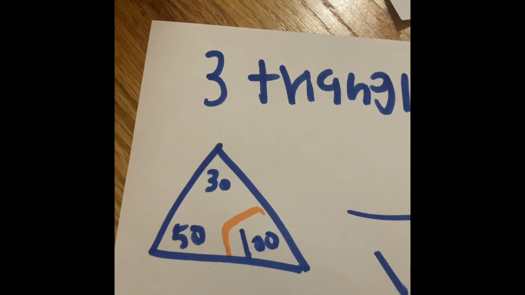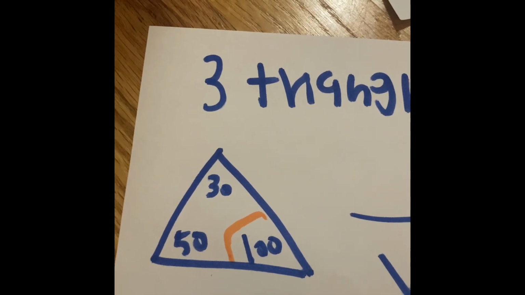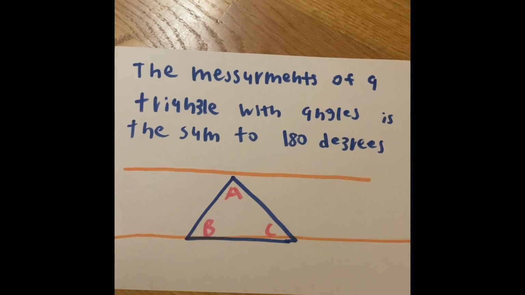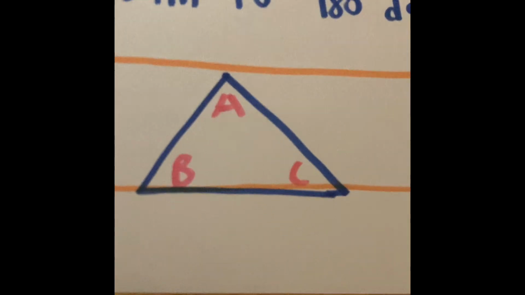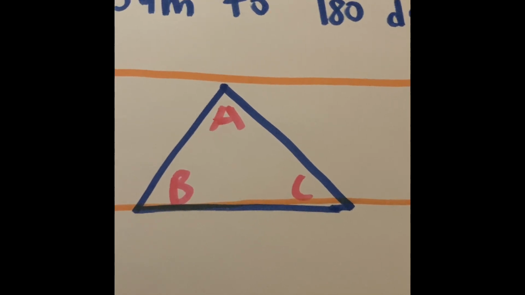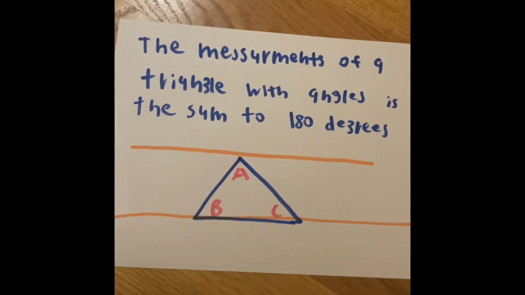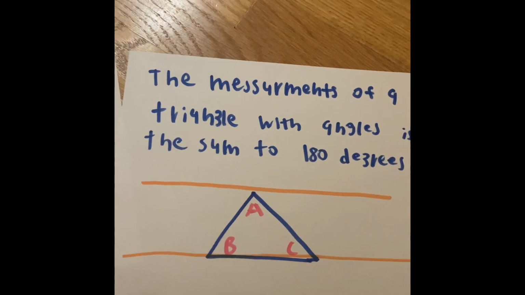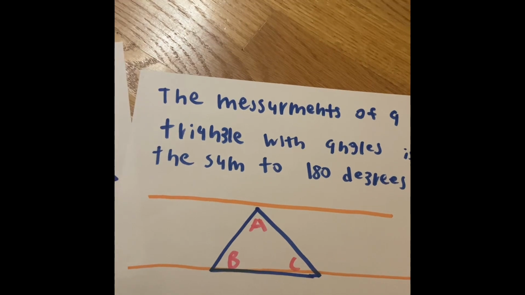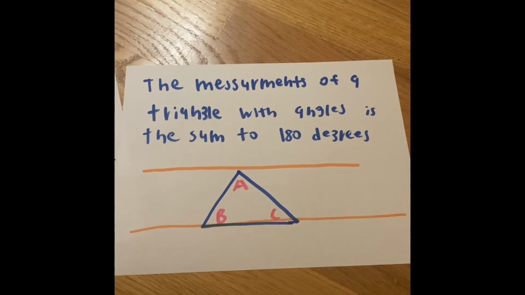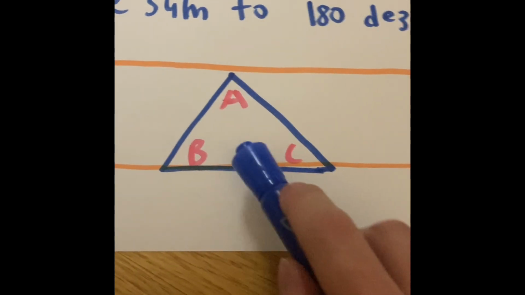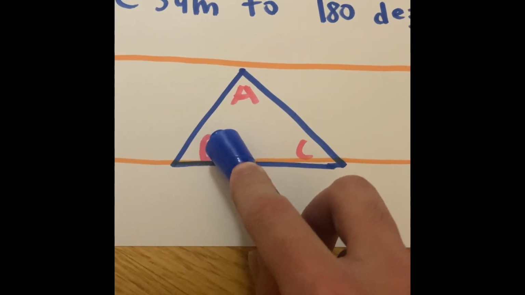But how do we visualize that? So here is another triangle, and instead of numbers, we have letters representing the angles. You see these parallel lines? We're going to explain and visualize how all this happens. So we have a triangle right here. Let's take a look at angle B.